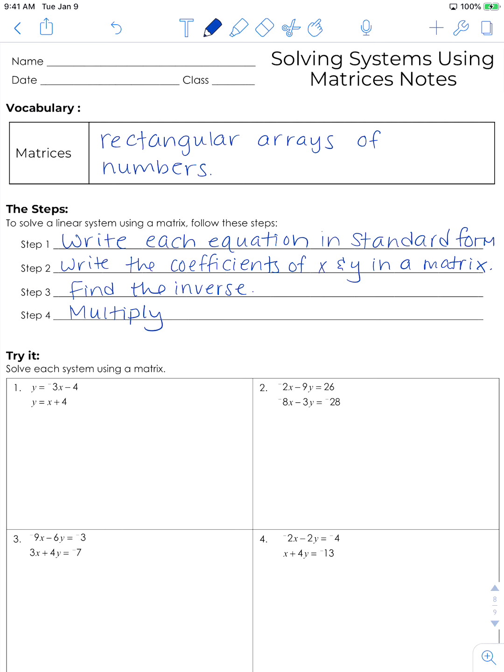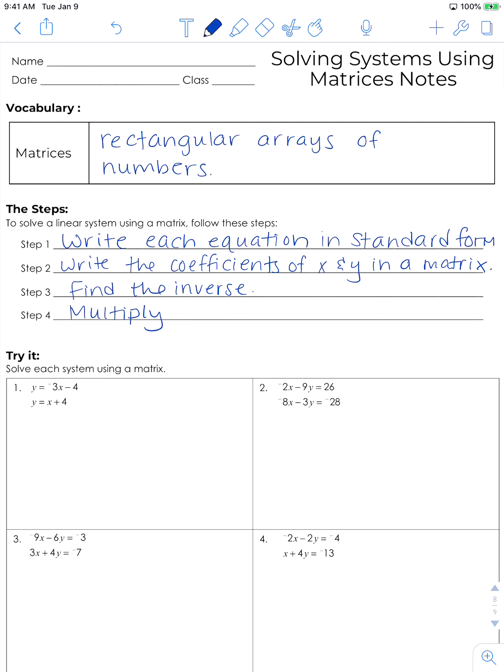Solving systems using matrices. This is just another way of solving systems of equations. It's not one of the more popular ways, but it's one that it's important to try to understand anyway. I will say the steps here are very vague because this is honestly a skill that is so much easier to understand by seeing it done rather than just reading the steps.